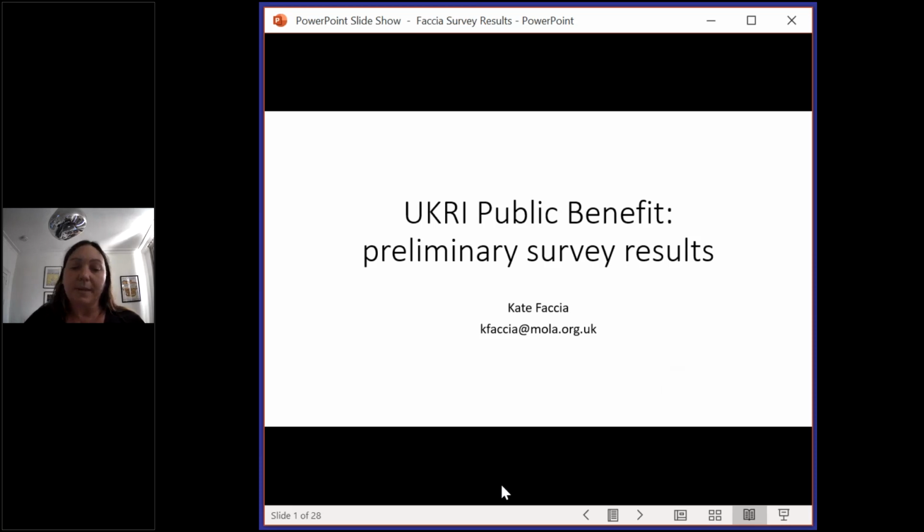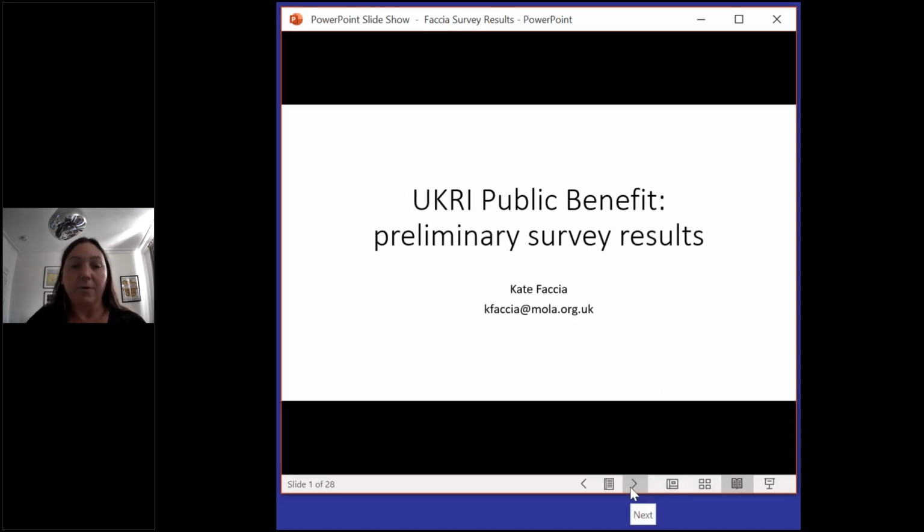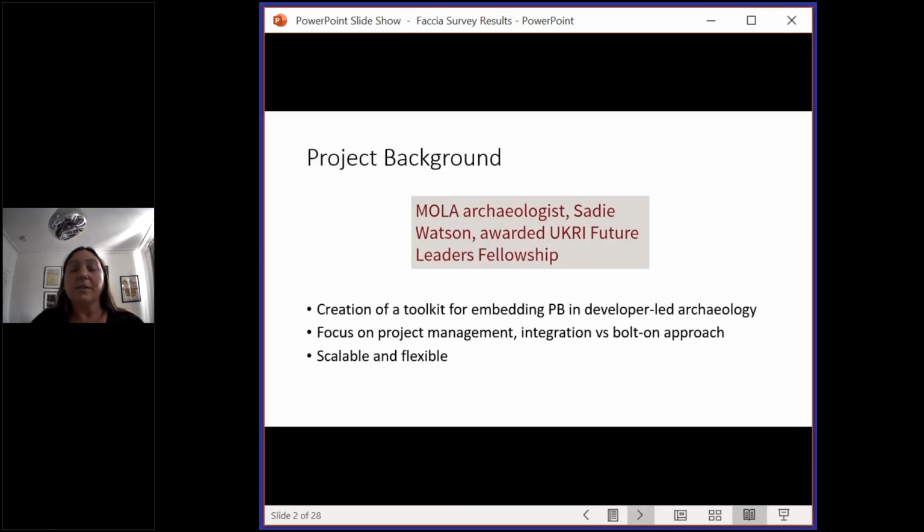But this will be a very brief overview in case people are here who aren't familiar with it. So essentially, Sadie was awarded 4 years of funding by the UKRI, and the idea was to explore public benefit in developer-led archaeology, with the goal at the end of creating a toolkit to embed public benefit in developer-led archaeology.